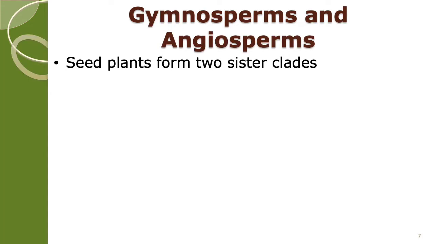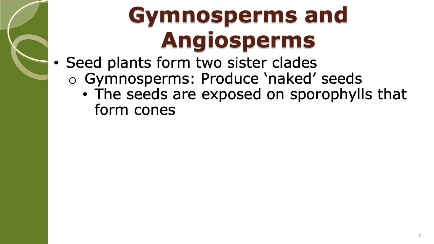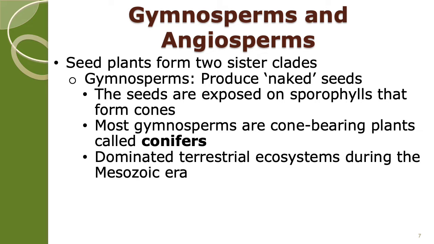When we look at seed plants, they can be grouped into two sister clades. The gymnosperms are those that produce seeds that are called naked seeds. The seeds are exposed on the sporophytes that normally form these cone-like structures. Most gymnosperms are cone-bearing plants and a lot of times called conifers.